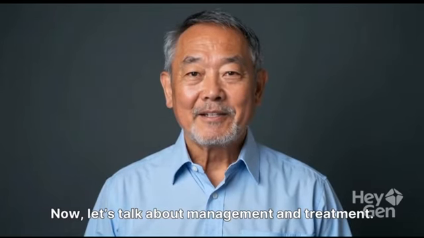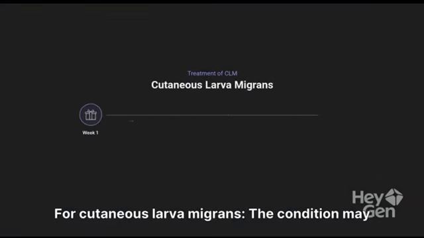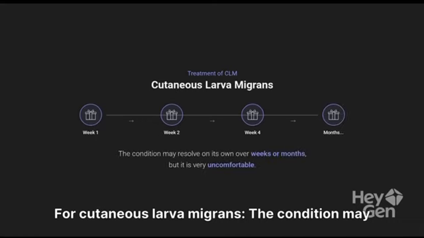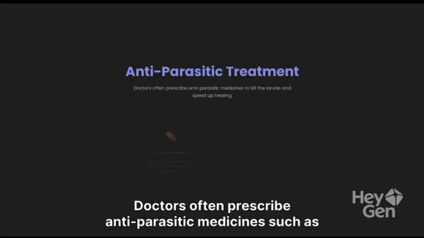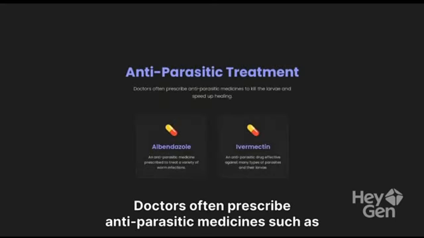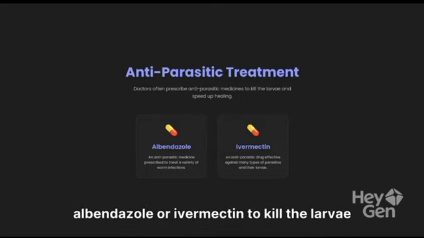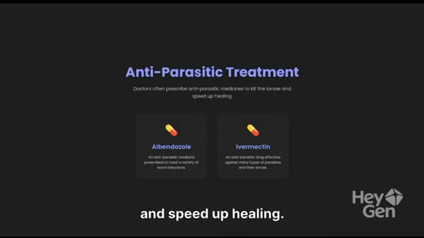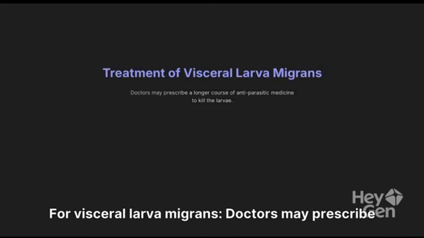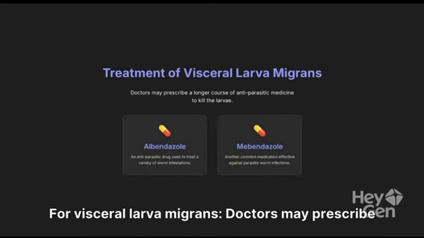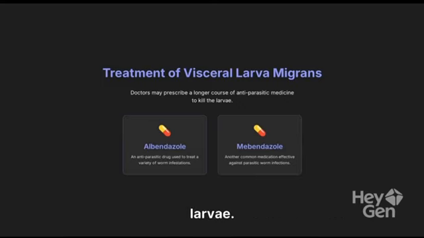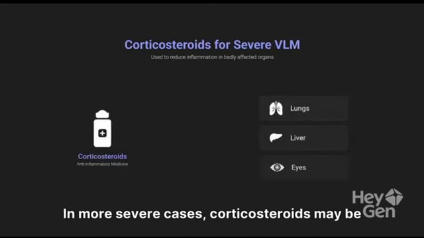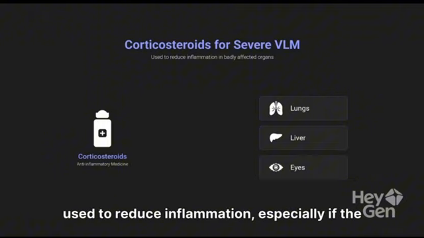Now, let's talk about management and treatment for cutaneous larva migrans. The condition may eventually go away on its own, but this can take weeks or months and is very uncomfortable. Doctors often prescribe antiparasitic medicines such as albendazole or ivermectin to kill the larvae and speed up healing. For visceral larva migrans, doctors may prescribe medicines such as albendazole or mebendazole to kill the larvae. In more severe cases, corticosteroids may be used to reduce inflammation.